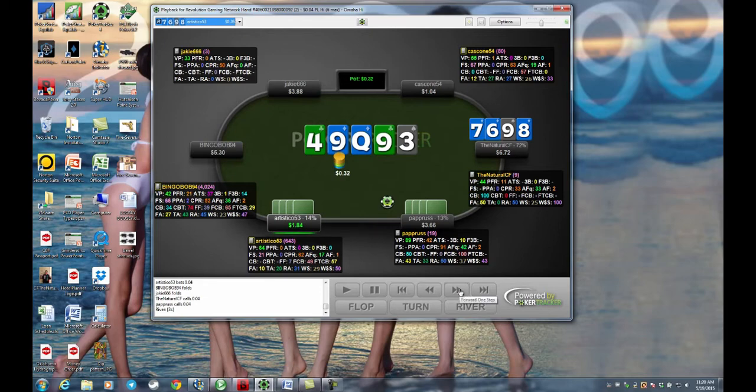And the river is a blank, but anytime the board is paired, you can't really say a blank, because somebody can be sitting there with a 9 and a 3, especially loose players like this. So Artistico makes this ridiculous 4-cent bet. I'm getting 8 to 1 odds, 9 to 1 odds, something along that line. For those odds with trips, I'm going to call. I'm not going to raise.